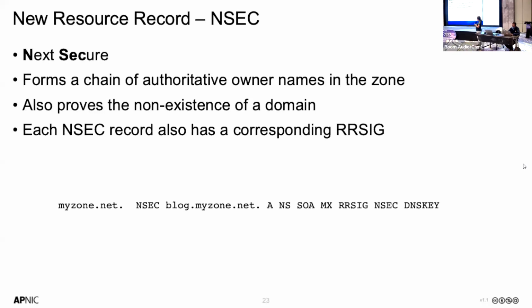And that is by having kind of like a linked list of the records that are following each other. If you notice in this example here, you have an A record followed by an NS record, followed by an SOA record, MX. So that is your linked list. If someone maliciously inserted or queried for a record that is not there, you will know, because you know that it should be in that order. So that's the purpose of NSEC.